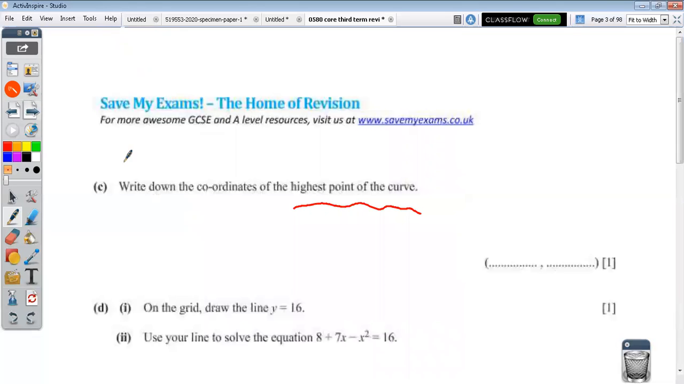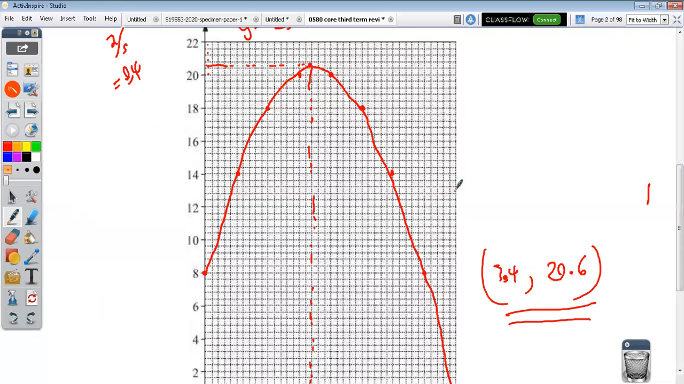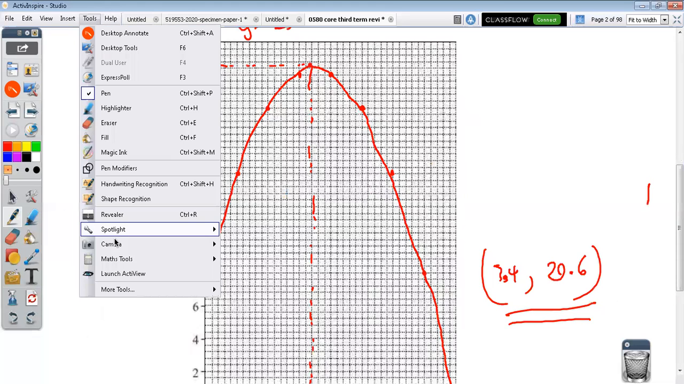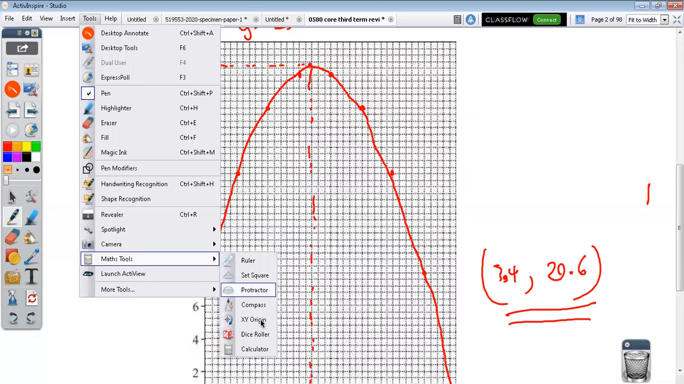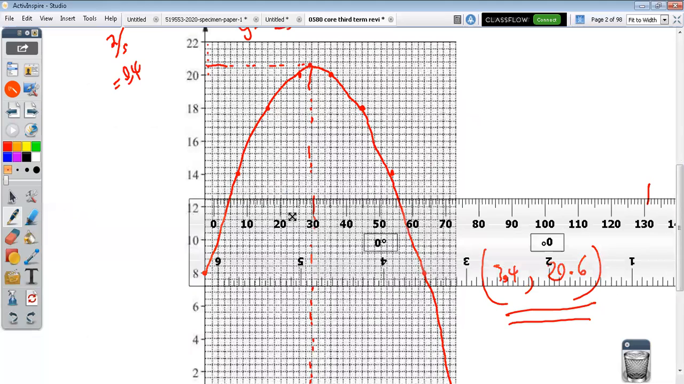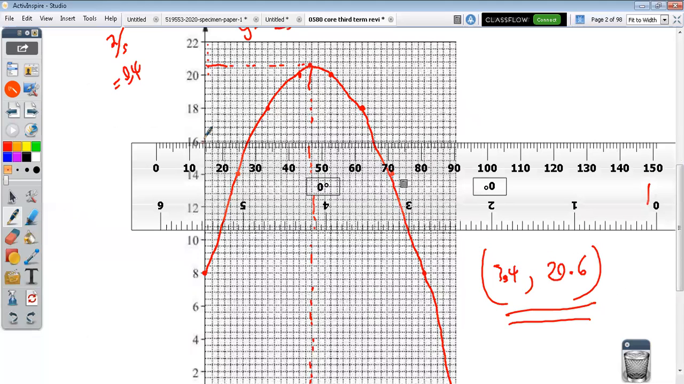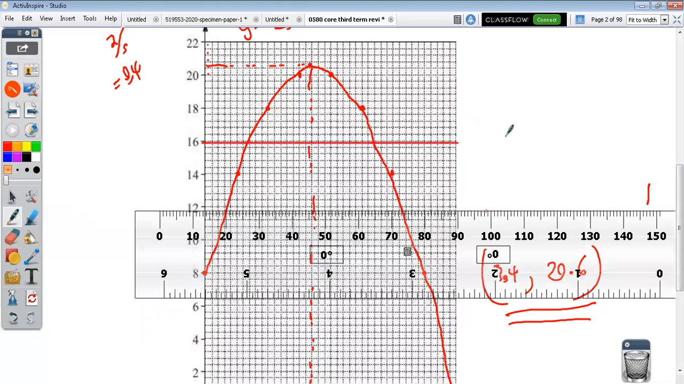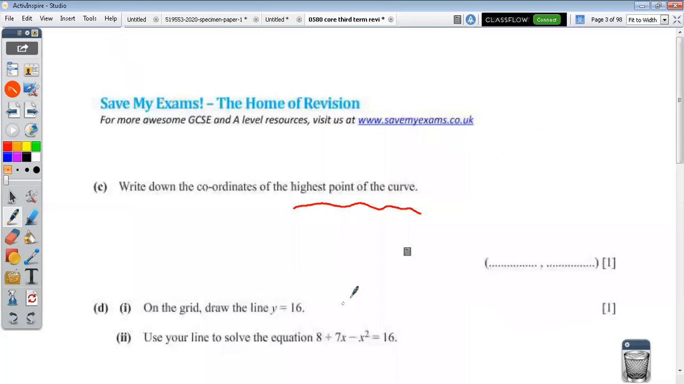Yes, sir. Coordinates. Okay. On the grid, draw the line y is equal to 16. Remember, we were talking of those lines yesterday. The y is equal to these lines here. Y is equal to 16. So I'll take my ruler here. Like this. Then I want the line y is equal to 16. Make sense? Like this. So this is y is equal to 16. Following, Yasha? Get 1 mark for this.